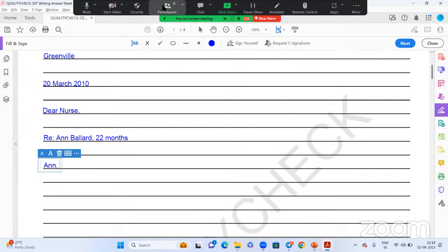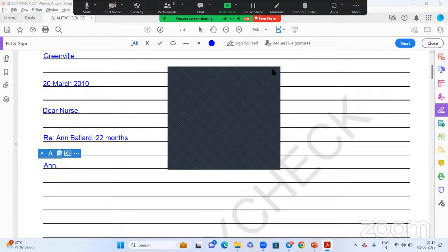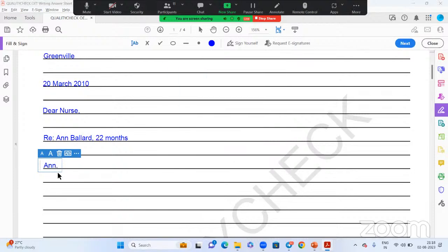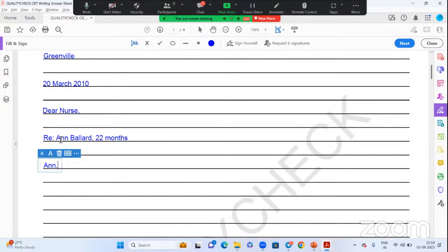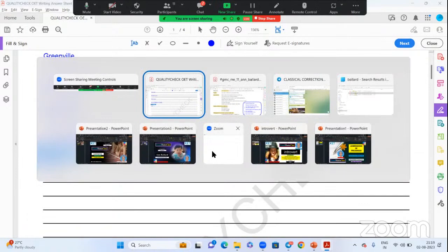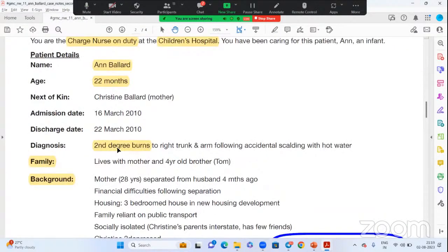Lot of rules I'm telling you. When the person is above 18 years of age, then write the second name with title Miss or Mr. or Mrs. If it is below 18 years of age, then you have to just write the first name without any title. Many people write master, baby, that and this, no need anything. Just write Anne, comma. Now what happened to Anne actually? What is the present condition of Anne? If you see the diagnosis, second degree burns, so just write this one.